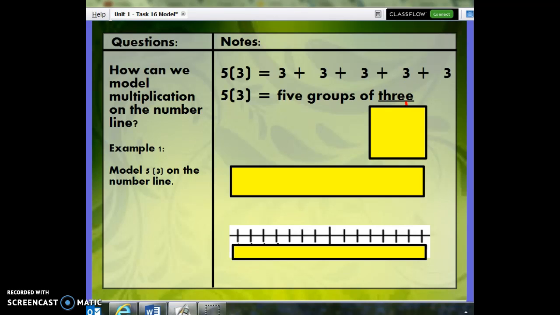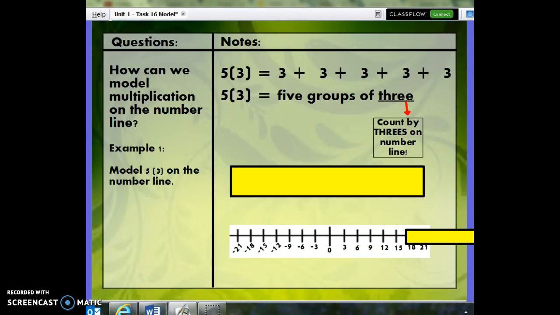This is important for how we set up our number line. Rather than going by ones, we're going to need to skip. The amount that is contained in each group is the perfect number to skip by. So if you have 5 groups of 3, you're going to count by 3s on the number line because you're repeatedly doing groups of 3. So set up your number line like this, where you're going to skip by 3s. So 3, 6, 9, 12, 15, 18, 21. And in the negative direction, negative 3, negative 6, negative 9, and so on.